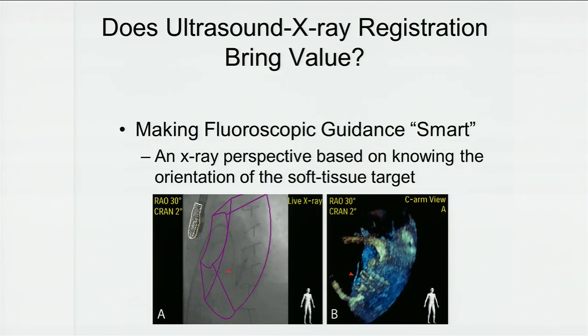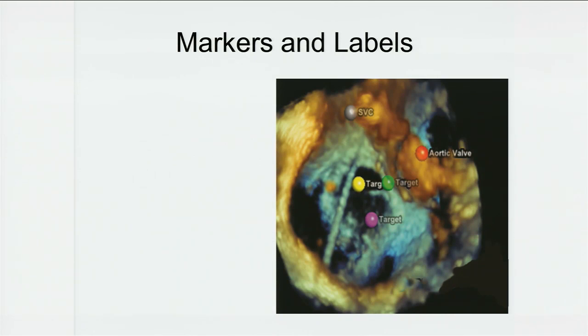It really makes fluoroscopy guidance much more smart. For example, this is a prosthetic mitral valve with a paravalvular leak. We're going to perform a paravalvular leak closure. We see in the ultrasound, only in the ultrasound, where that paravalvular leak is and the perspective. And wouldn't it be good to have an X-ray view where we really know where that paravalvular leak is? So by getting the registration of these two modalities, one can bring that together and make that view of the paravalvular leak much more appropriate for performing an intervention.